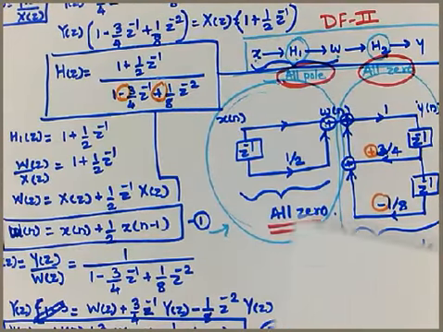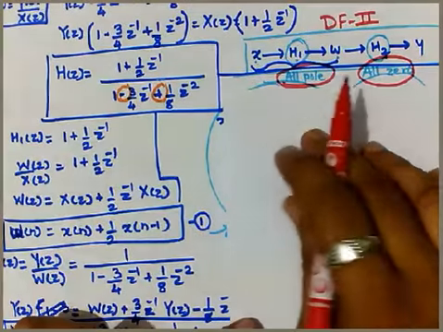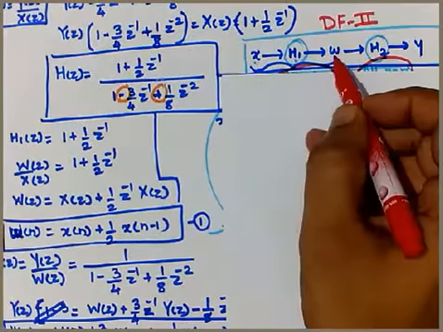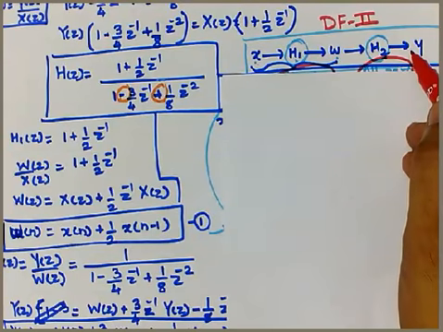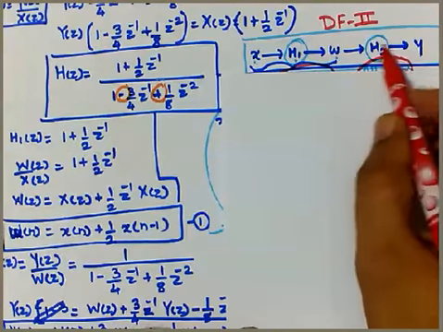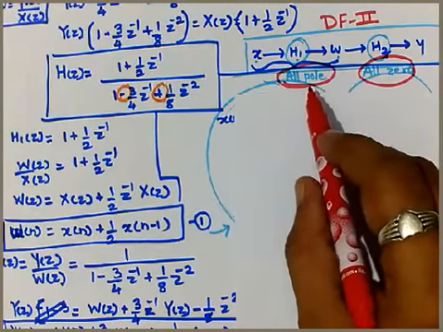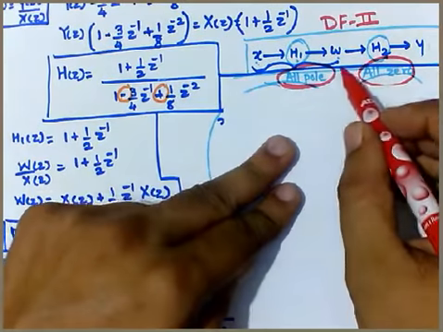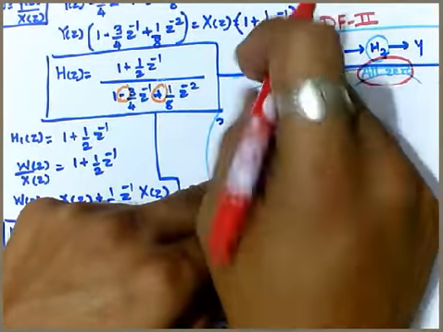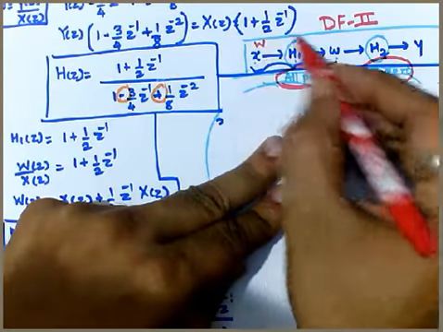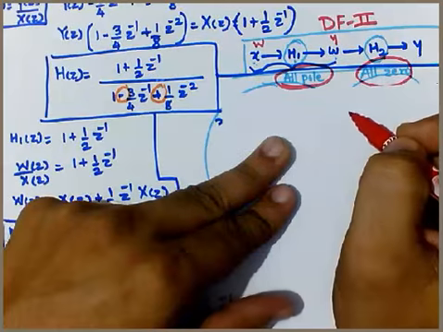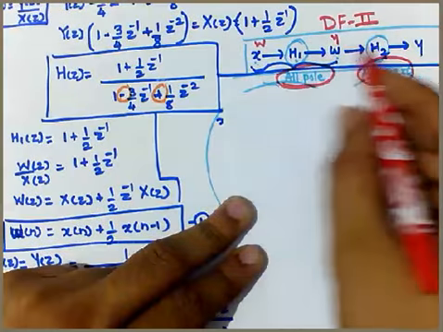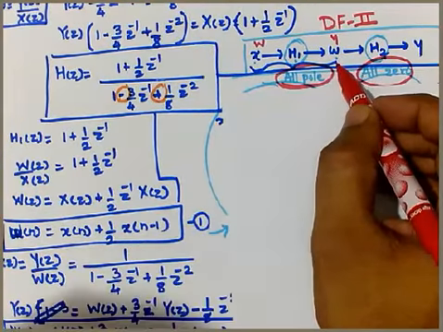When we say this is done, with overlapping, x will be the input, w is the intermediate signal, and y is the final output. Here H1 is now all pole. When we say DF1 is replaced by DF2, it means the second part is overlapped on the first part: x will behave as w and w will behave as y. In the same manner this part will be overlapped on this part. We will see how exactly it will appear.